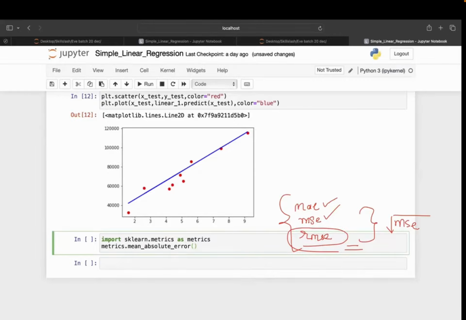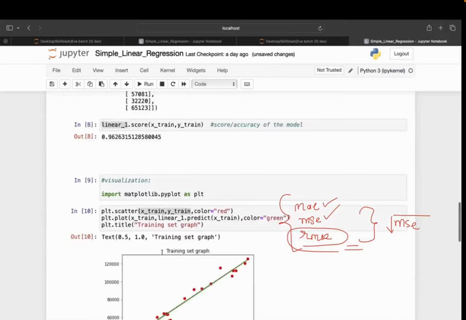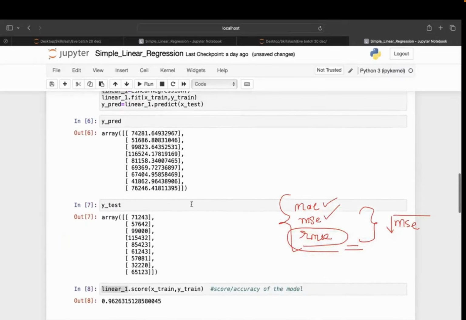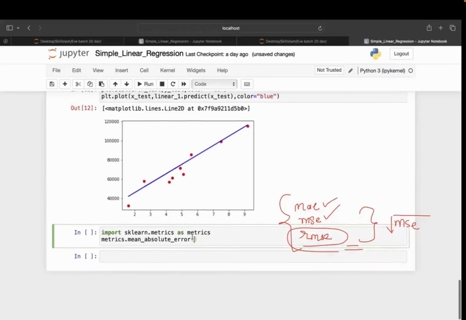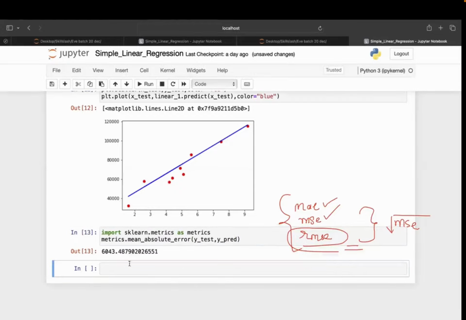If we have to find the error, it is going to be the difference of these two data points, right? This is your predicted and this is your actual. So actual minus predicted will give me the error here. That's what we were learning in the previous session as well. So simply I am writing the actual data point and the predicted data point. Okay, since I'm going to run this one, you can see this is giving me the mean absolute error.